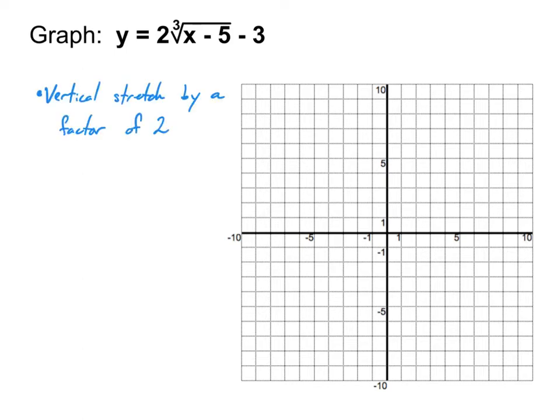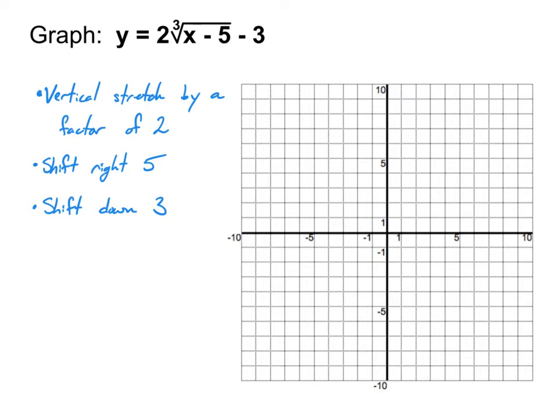You notice the 2 that's multiplied by the radical, since it's multiplying, that's a vertical stretch by a factor of 2. Then the minus 5 that's on the inside of the radical is going to shift right 5 units. And the 3 that is on the outside is going to be shifting the graph down 3 units. Now we know it's going to be the same basic shape as what we just saw in the last one.